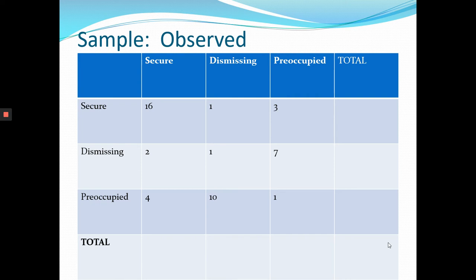So let's say we collect data from couples. We bring in couples and we assess each partner's attachment pattern. So we have one partner here. This is one partner's attachment pattern. We'll do it as nominal.